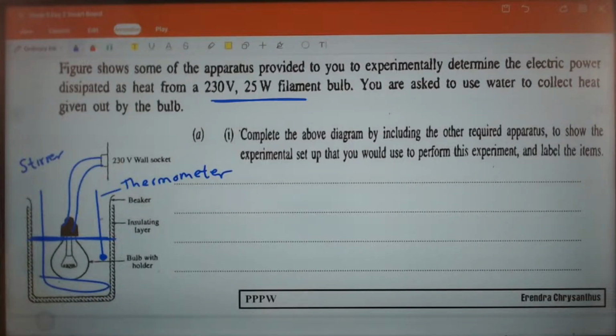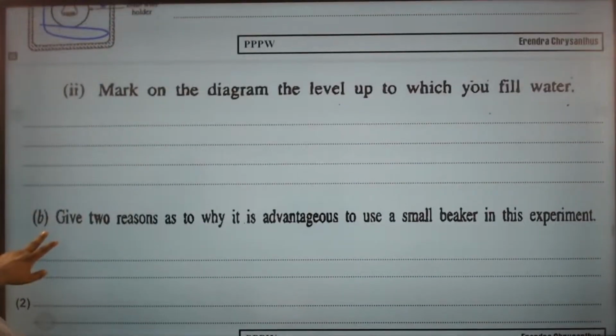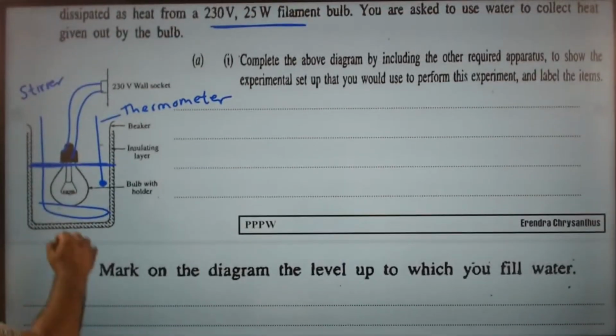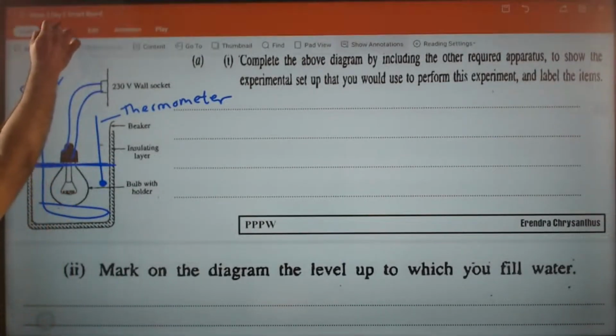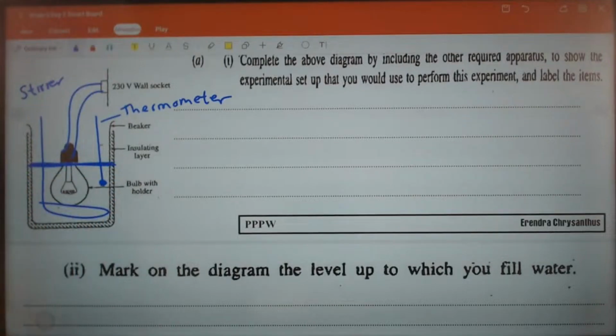Okay, done. Next one. Mark on the diagram the level up to which you fill water. So I fill water up to this level. I don't go beyond it. If you go beyond it, short circuiting might take place. Because the wire will start getting touched. It will start touching the water right there.